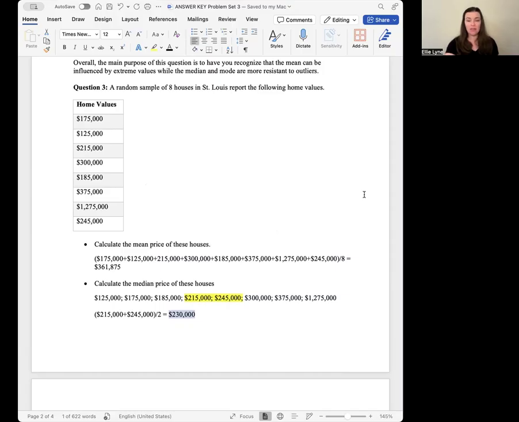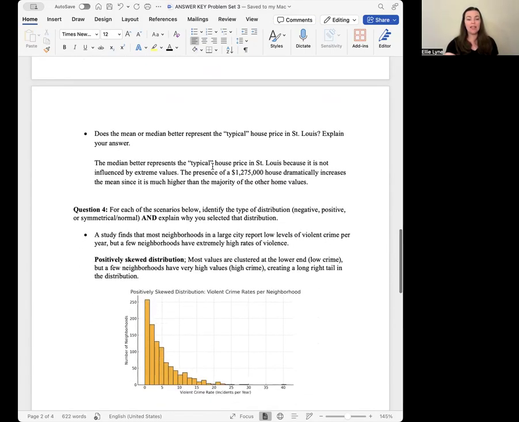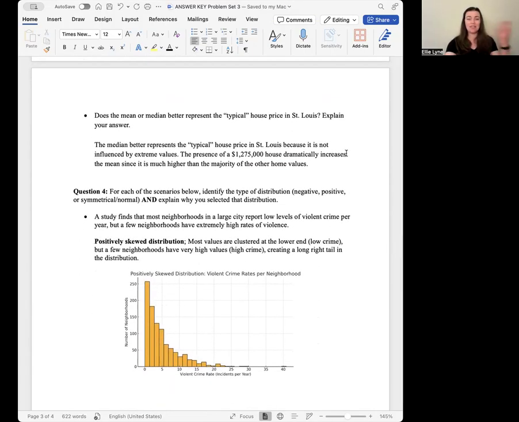Again, it's the same idea from question 2 that the mean is pulled more by an outlier value with this $1.275 million house compared to all of the lower home values we see within our sample. And so you can see quite the discrepancy between our average value and our median value. And so if you just said that the median is because that's a lower value and that is more typical of St.